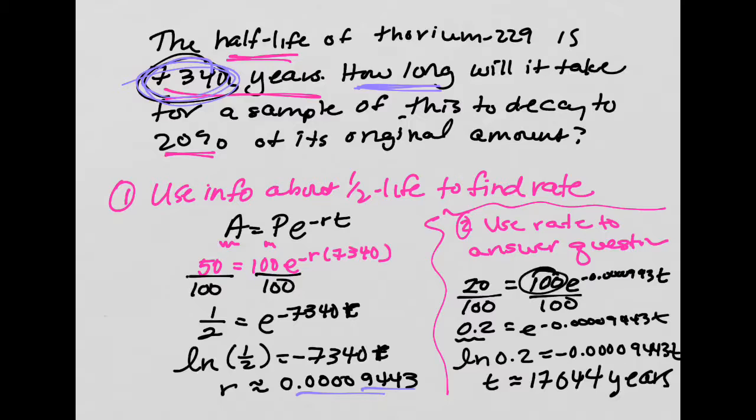And again, it should make sense because the half-life is already so huge. So it should make sense that it takes 20% is more than another half-life away. So it should make sense that 17,000 is in the realm of your answer.